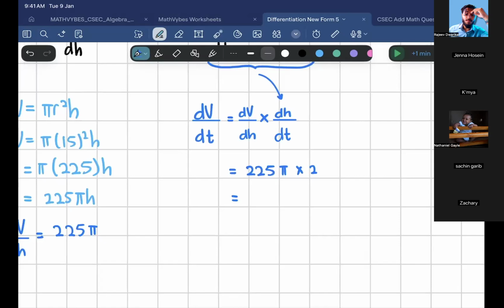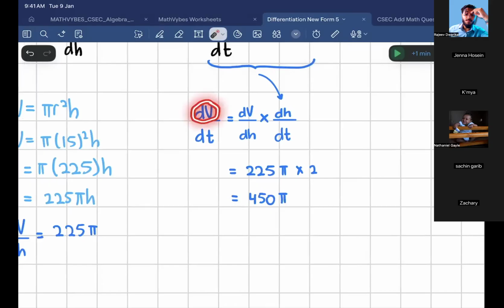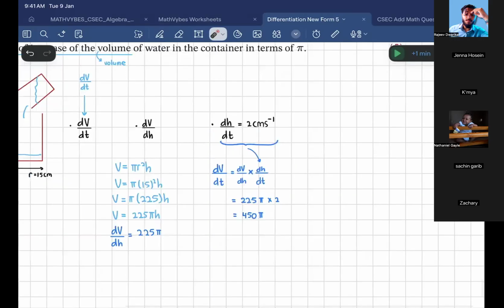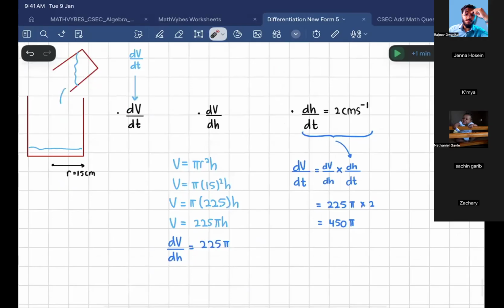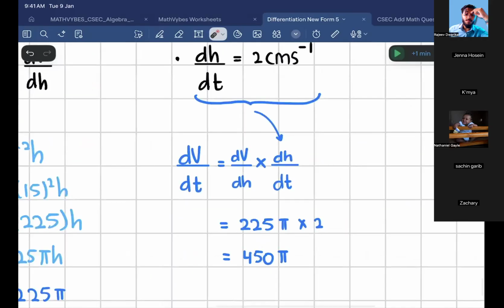What is 225 by 2, guys? Leave your answer in terms of pi. 450. Right, so that'll be 450 pi. Now we need to put our units. So in our question, guys, what would we measure volume with respect to? Jenna, I would advise you to look at the other units in the question. They were using centimeters to measure our length. So if centimeters is for our length, what would the unit for volume be?